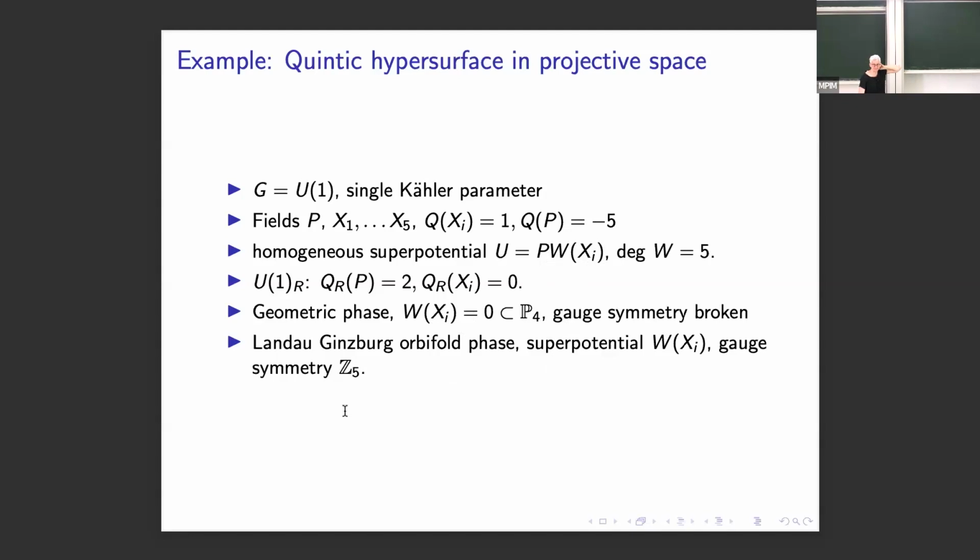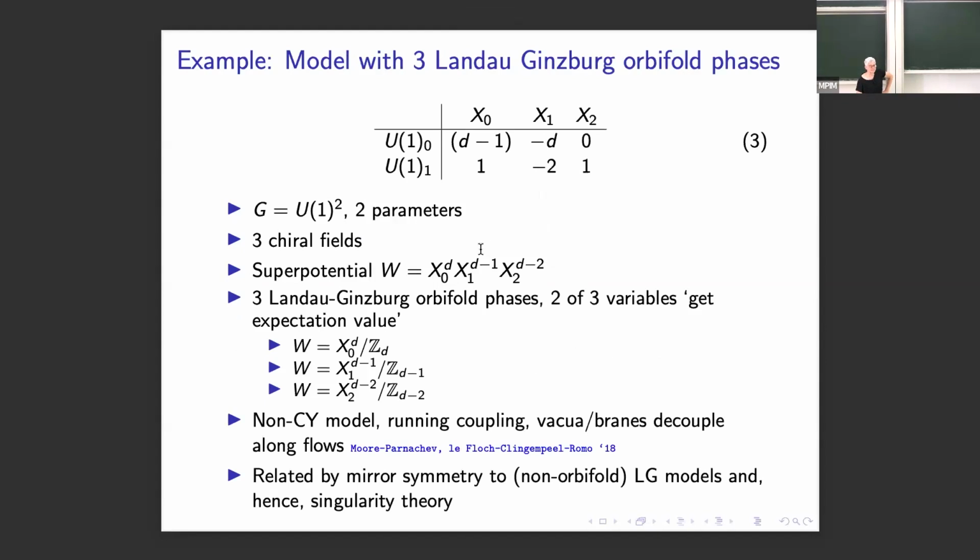Then there are also Landau-Ginzburg orbifold phases. They are specified by the superpotential, and there's an unbroken gauge symmetry Z5. Let me present a different example, namely an example with 3 different Landau-Ginzburg orbifold phases and no geometric phase. It has gauge group U(1) squared. It has 2 parameters, 3 chiral fields. This is the homogeneous superpotential. The charges of the fields are summarized in this table.